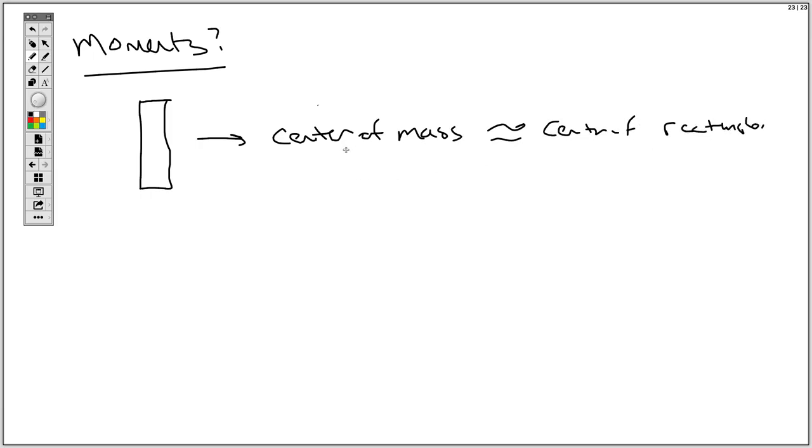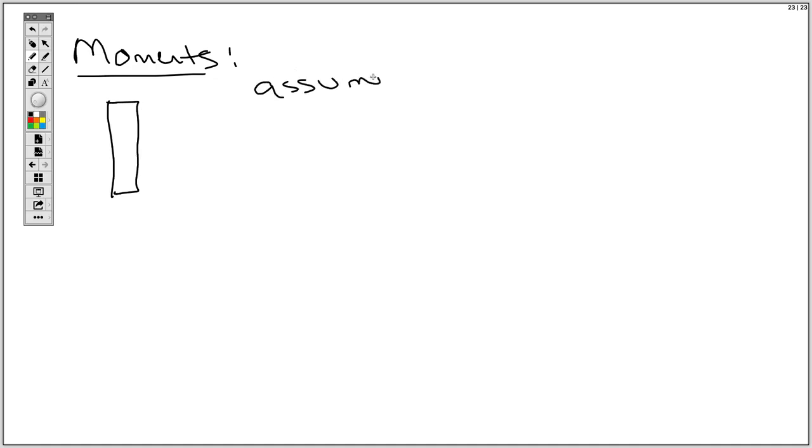Okay. The center of mass of a rectangle, assuming a constant density, oops, let me do this again. Let me just start over. I'm getting ahead of myself. We need to look at a rectangle here. We're going to assume a constant density.